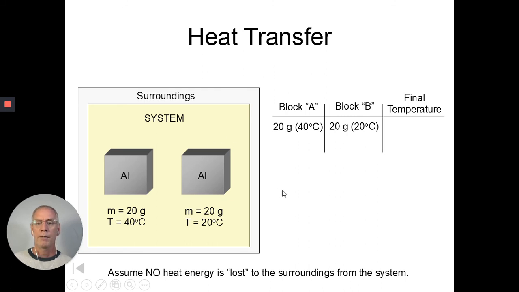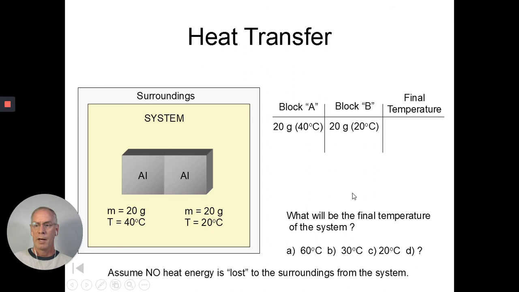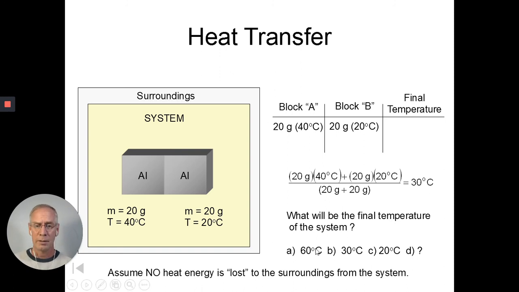Now, if I allow those two aluminum blocks to come into contact, what will be the final temperature of those two blocks? If you said 30 degrees Celsius, I think I agree with you. All right? Now, if we did that as an experiment, 30 degrees Celsius is indeed the temperature you would get. Now, I don't know how you did that. You could have taken the mass, 20 grams, times the temperature, 40 degrees Celsius, plus the mass of this one, 20 grams times 20 degrees Celsius, and divided by the sum of the masses, and you'd get 30 degrees Celsius. Or you could have said, well, it's halfway between the two. Either way, 30 degrees Celsius is correct.